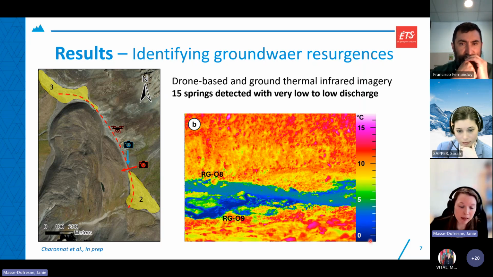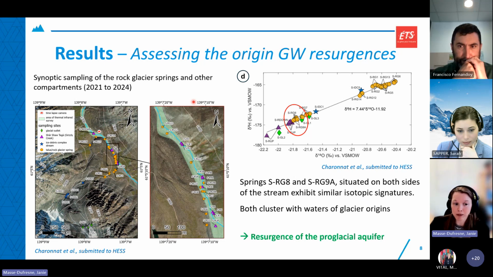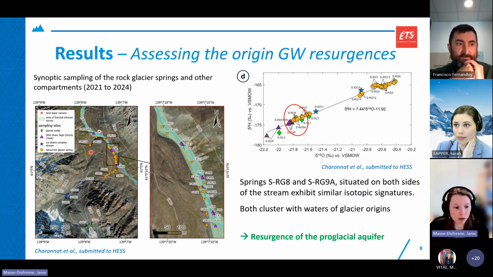Why is it cold? It's because it's in contact with permafrost or buried ice. So we've been identifying, as I said before, some springs, 15 of them, and we've been trying to sample them. So all the dots here you see along the front of the rock glacier are these different springs or resurgences that we've sampled for chemistry and isotopes.